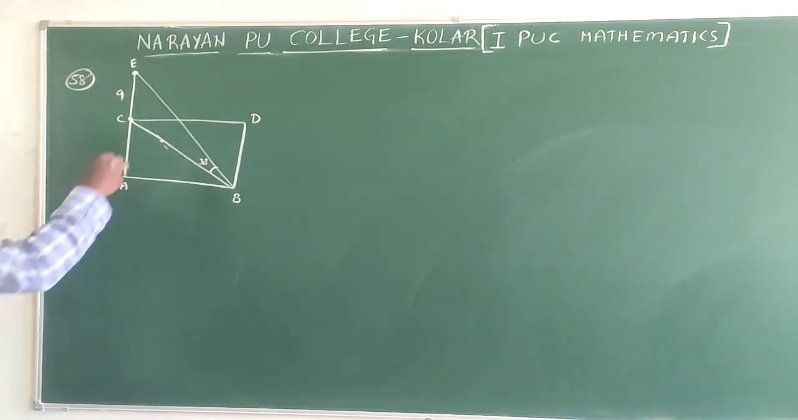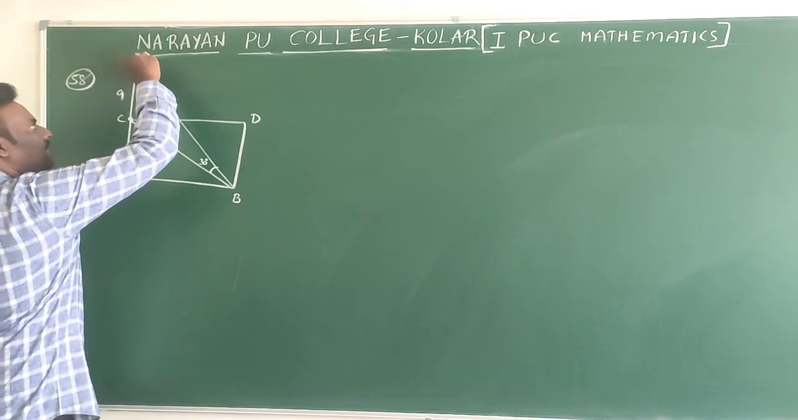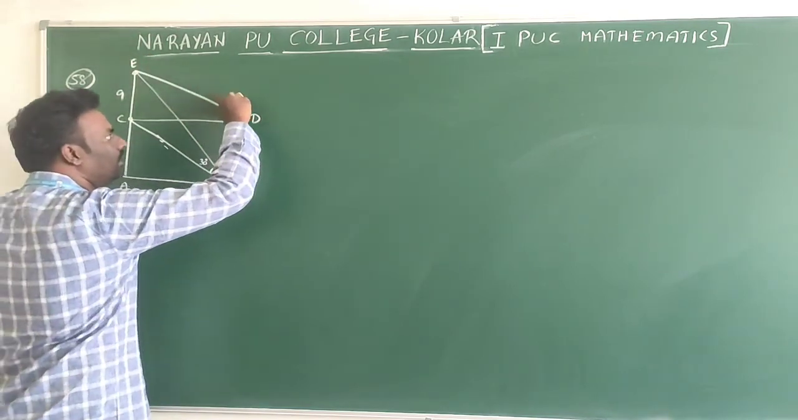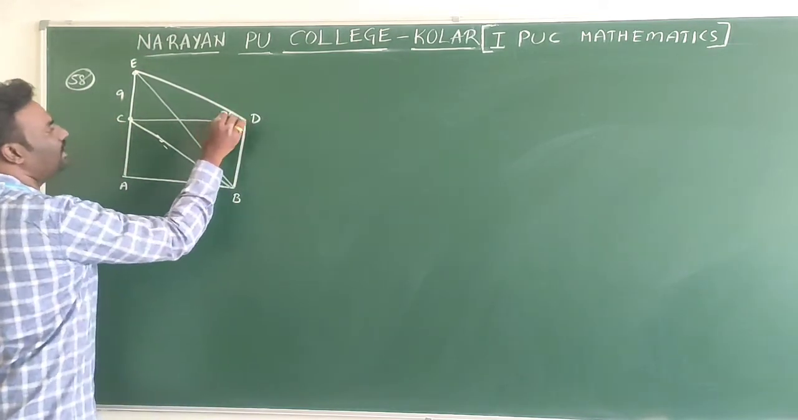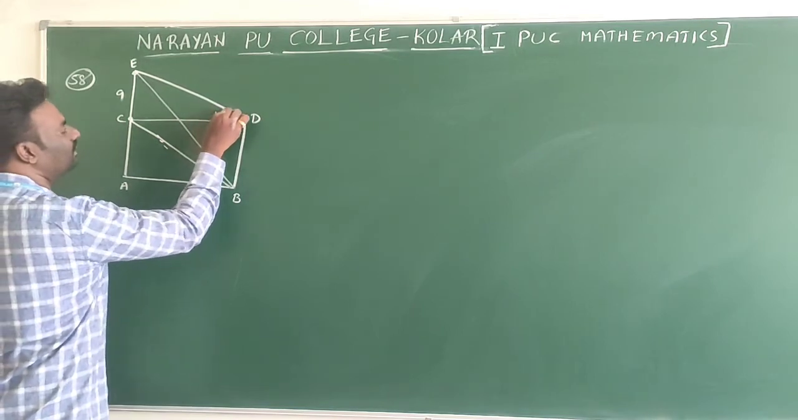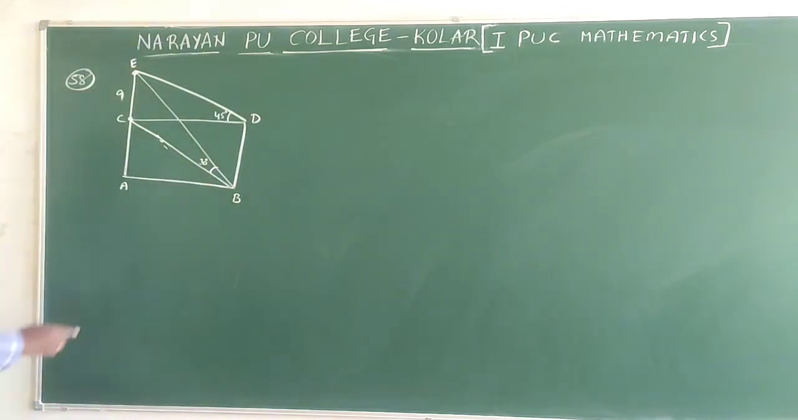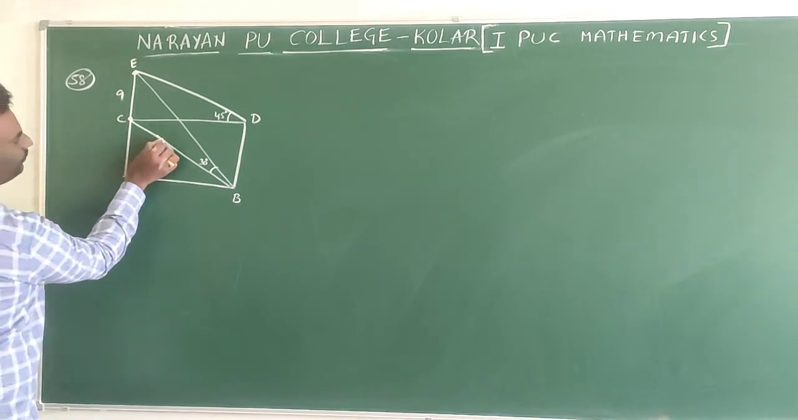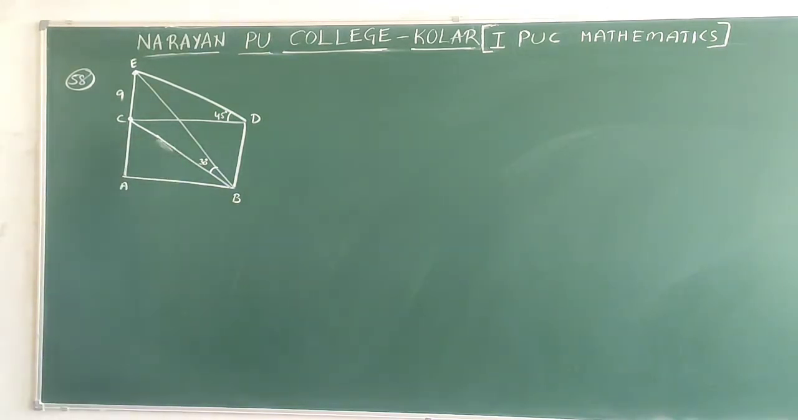And with another corner, it is 45. Okay. Now you take the triangle EBC.